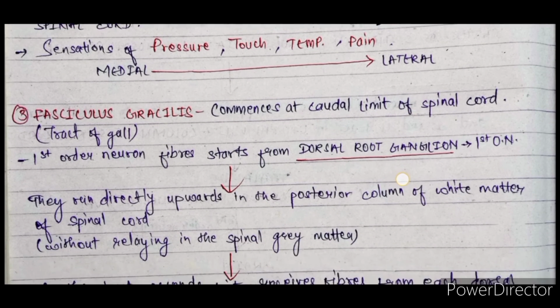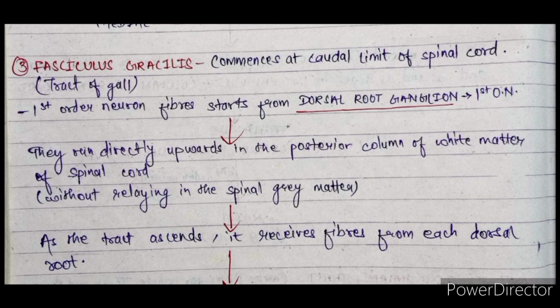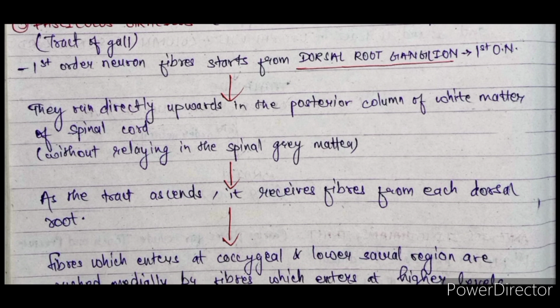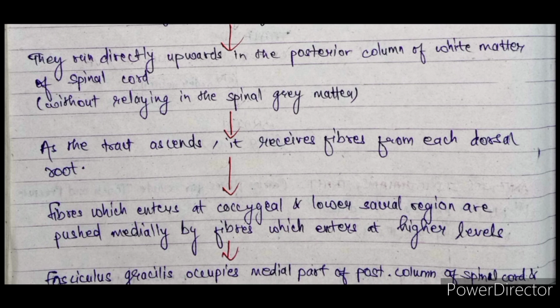Now let us come to the third ascending tract, which is known as fasciculus gracilis. It is also known as tract of Goll. It commences at the caudal limit of the spinal cord. The first order neuron fibers start from the dorsal root ganglion. So the dorsal root ganglion is the first order neuron. They run directly upwards in the posterior column of white matter of the spinal cord without relaying in the spinal gray matter. As the tract ascends, it receives fibers from each dorsal root.